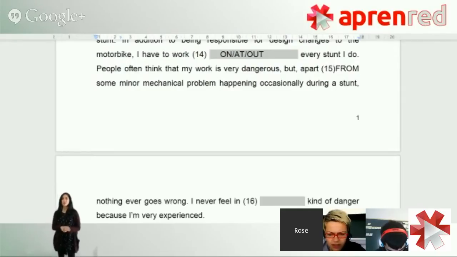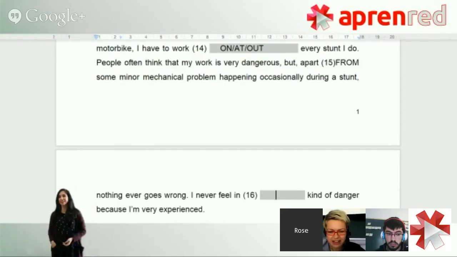Number 16? Yes, apart from some minor mechanical problems happening occasionally during a stunt, nothing ever goes wrong. I never feel in some kind of danger because I'm very experienced. No, I never feel in that kind of danger, no? I wrote "any". Never any. "Any" is correct.